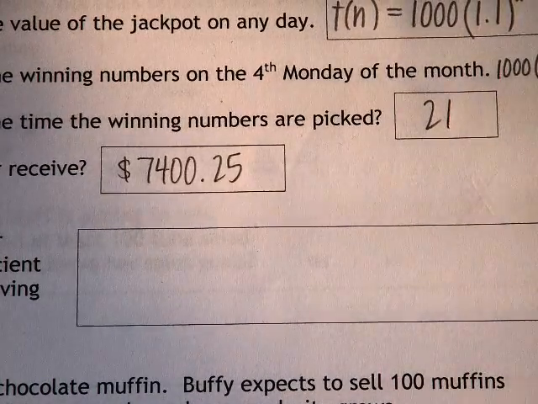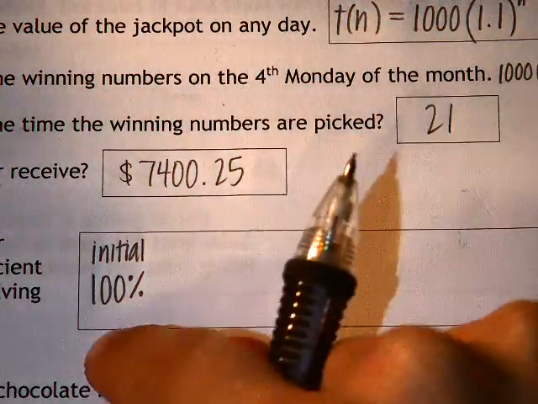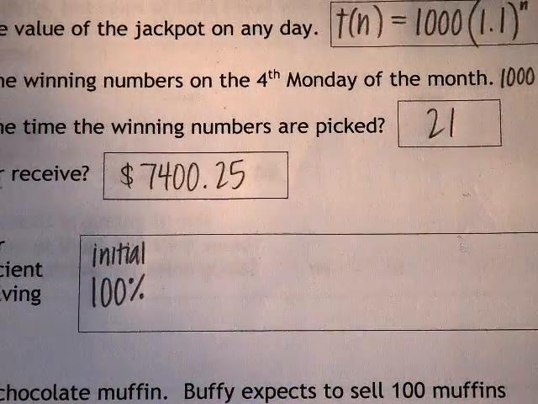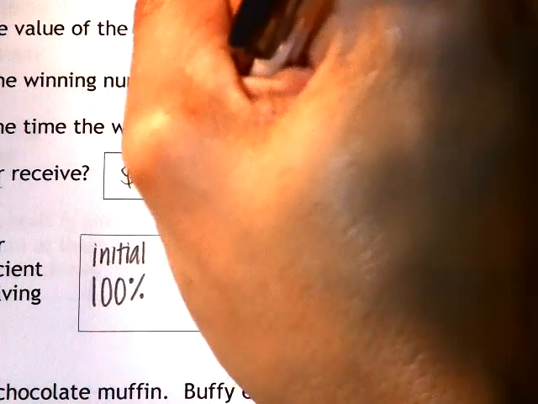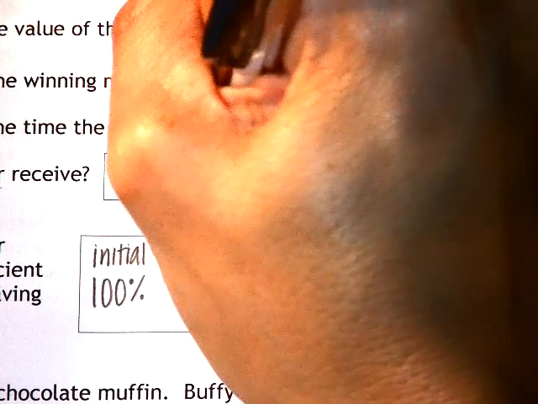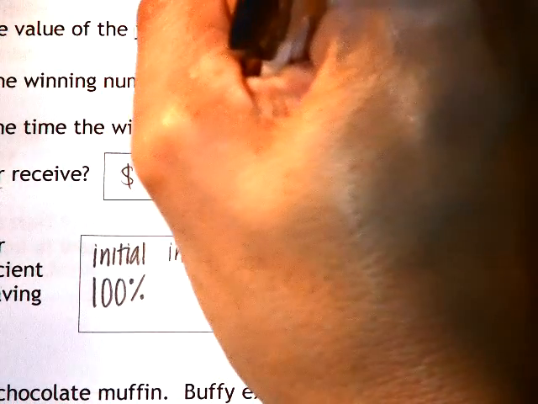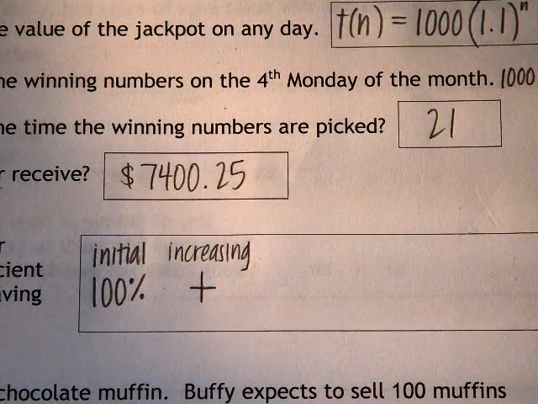When we talk about an initial value, we are generally talking about 100% of whatever we're starting with. We're starting with everything that we have initially. If we are adding or increasing by a certain percentage, then consider ourselves adding to that 100%.